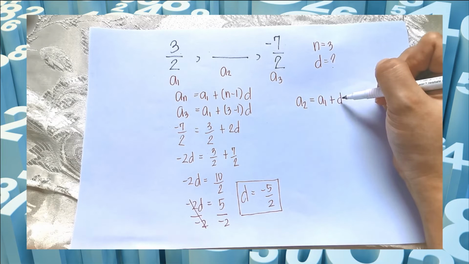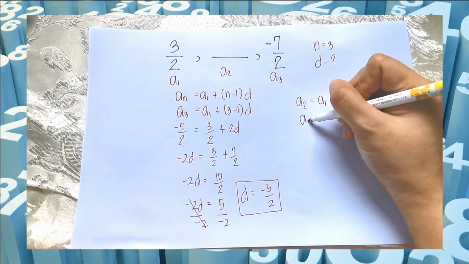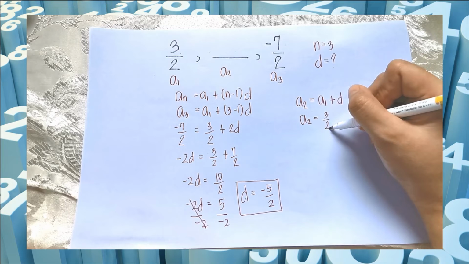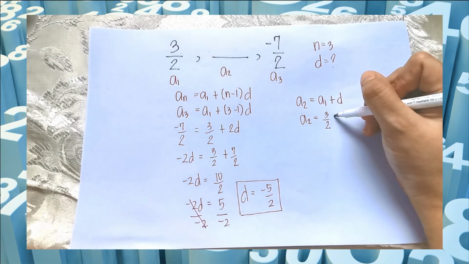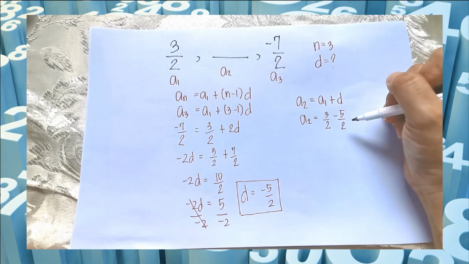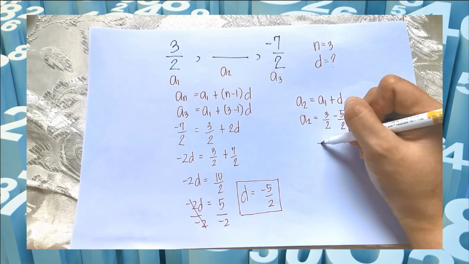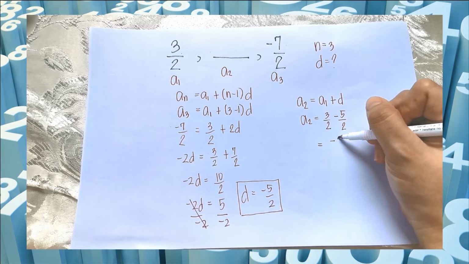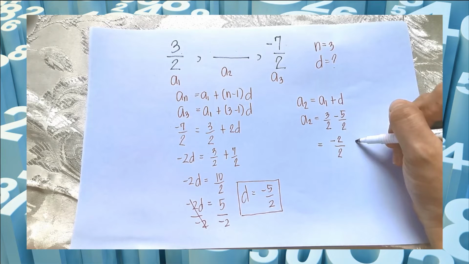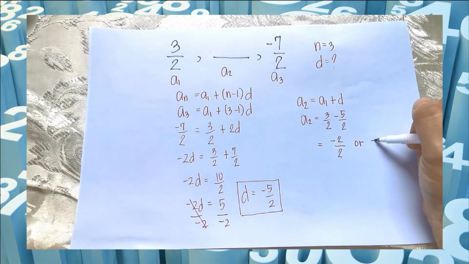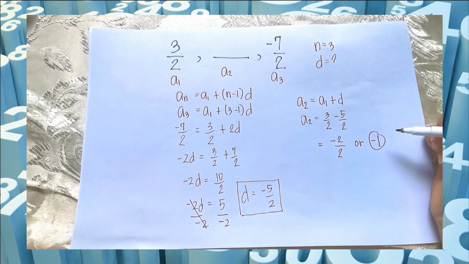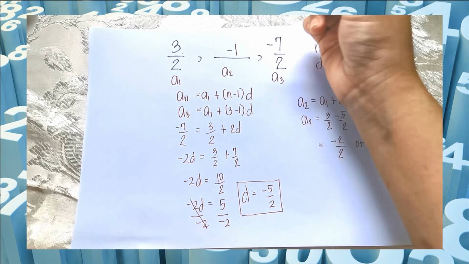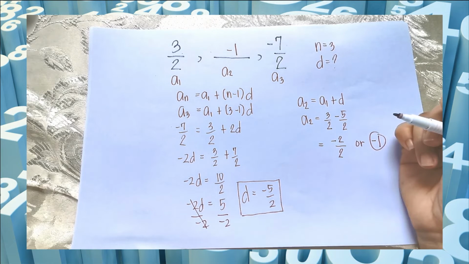We can now solve for the second term. We have a sub 2 equals a sub 1 plus d. We just need to add 3 halves to negative 5 halves. Since they are similar fractions, we just need to copy the denominator and perform the operation in the numerator. We have 3 minus 5 equals negative 2 over 2. Simplifying it, we have negative 1. Thus, the second term is equal to negative 1.